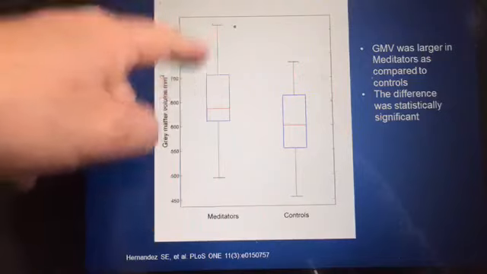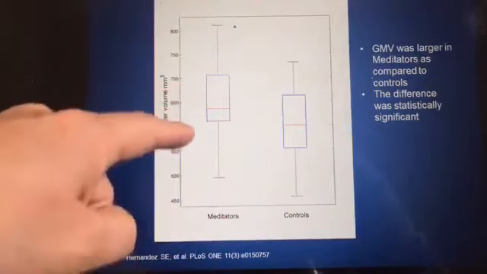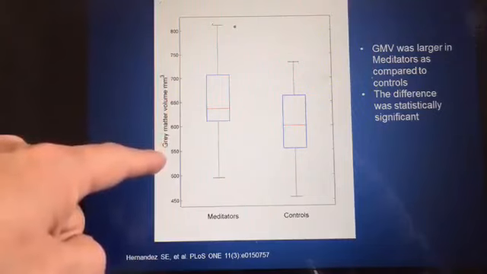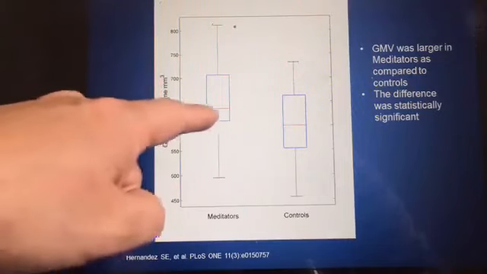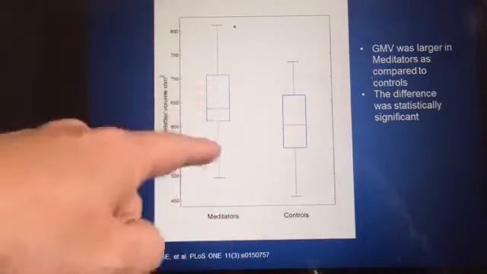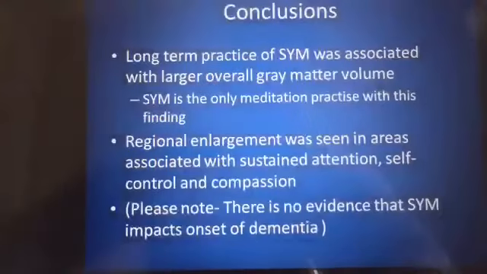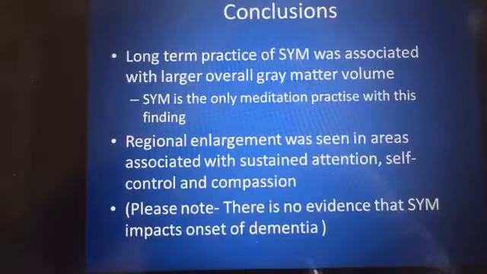This is the box, these are the whiskers, and this is where the median is. So what we see is that on the y-axis, the gray matter volume essentially is higher than in the control. And there was a statistically significant difference between these two groups. So, what is the conclusion of the first study?